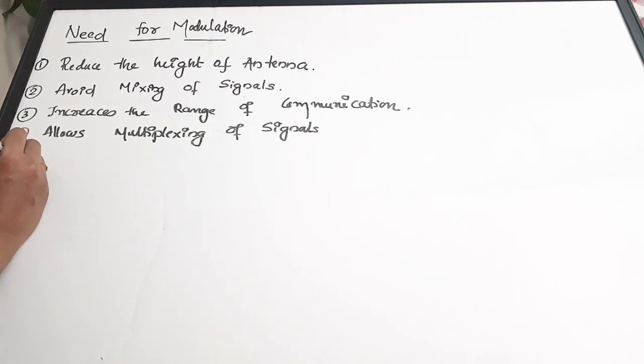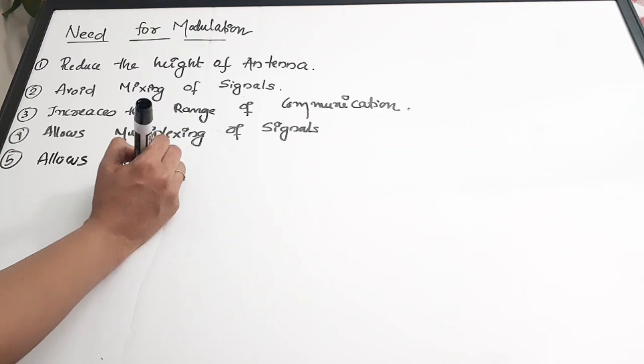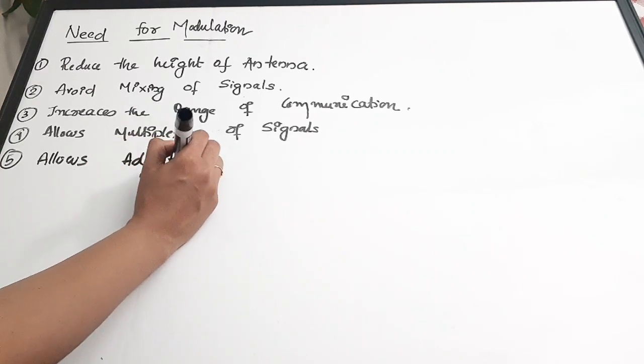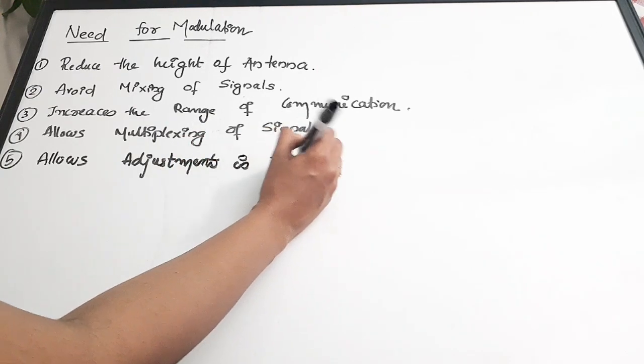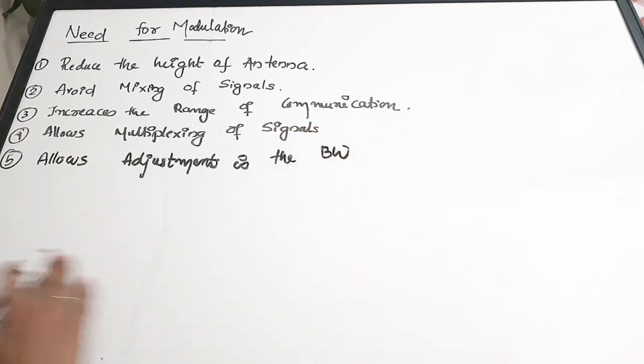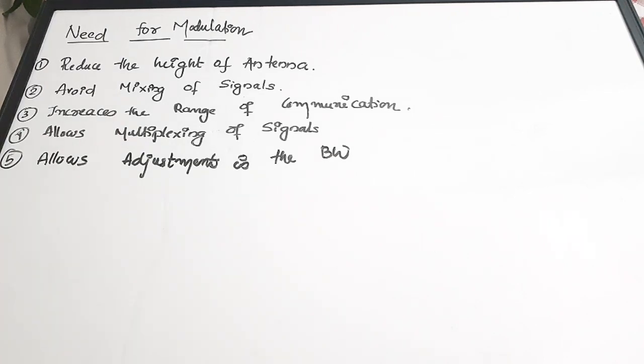Okay, then the fifth one is that it allows adjustments in the bandwidth. Okay, it will help us to have adjustment, that is, the bandwidth can be lowered or increased, or bandwidth can be adjusted if you perform modulation. Okay, so we can have some adjustments in the bandwidth.